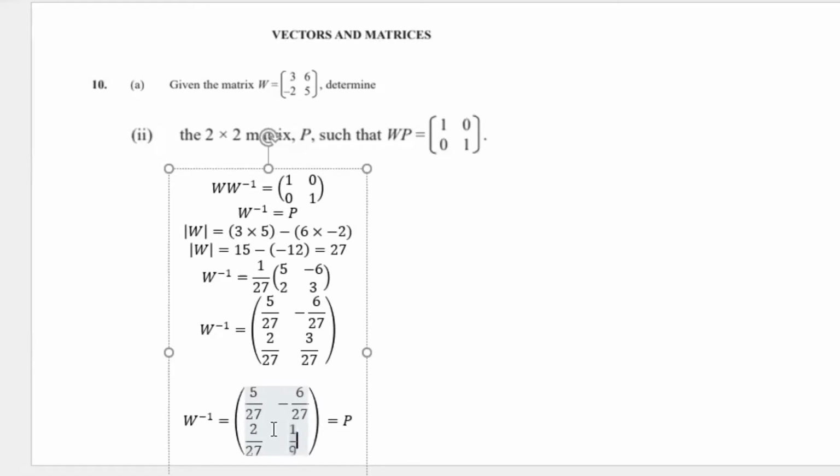And as we made the statement before, the inverse of W is equal to P. So that is what is here. So our final answer, this is the matrix P, which is the same as the inverse of W, because that is the only way we can result in the identity matrix. So this is our final answer.